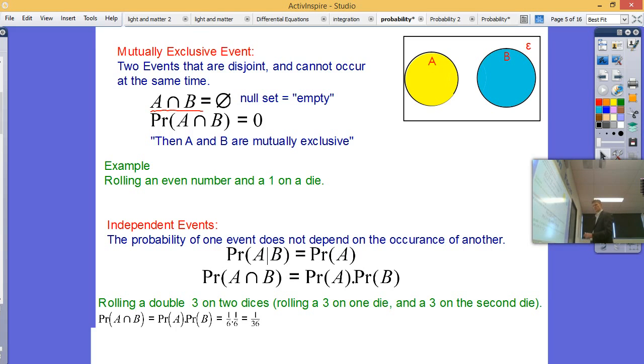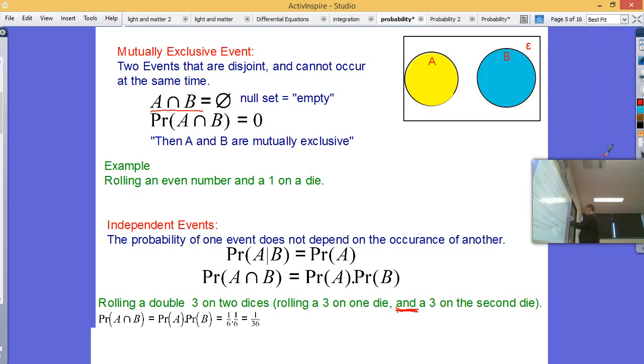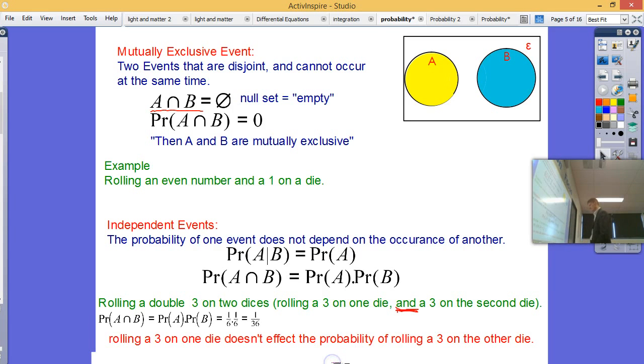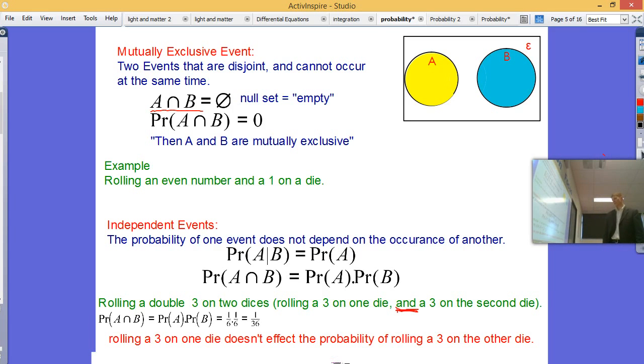So, being independent events, I use the multiplication rule because I'm interested in them happening together. And is the key word there. So we use the intersection. We get 1 out of 36. Alright? Rolling a 3 on one die doesn't affect the probability of rolling a 3 on the other die. It's a very important thing to be able to recognize our independent events.